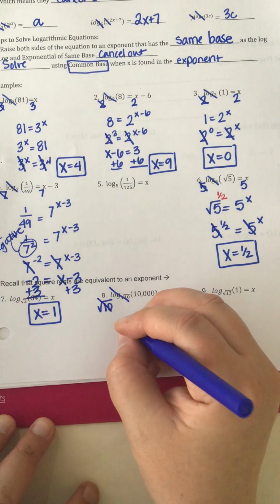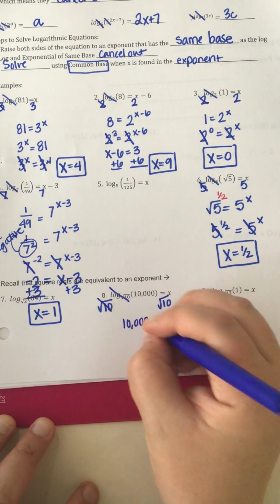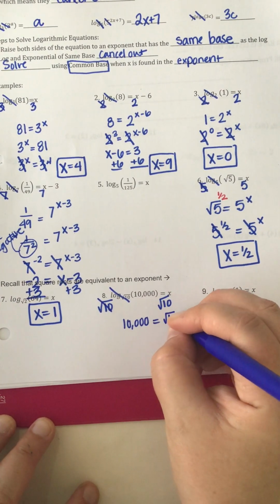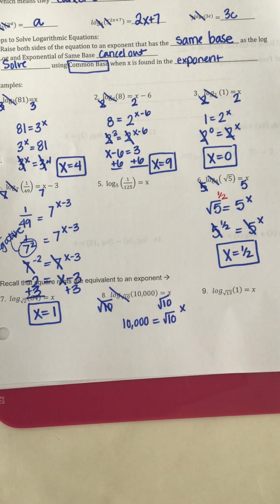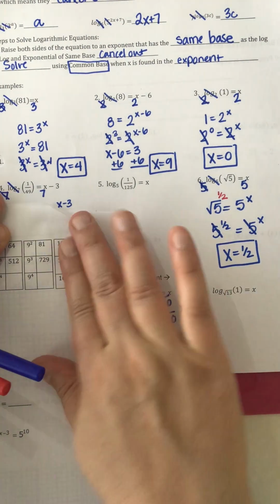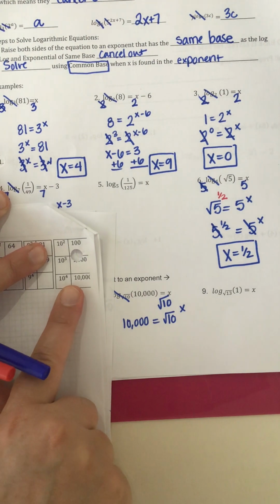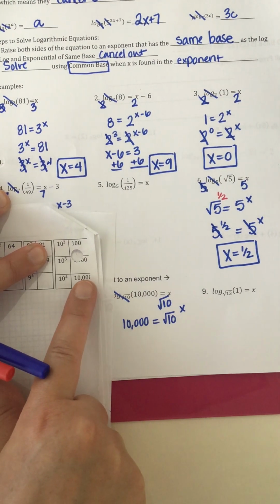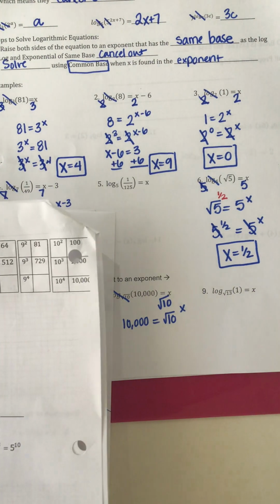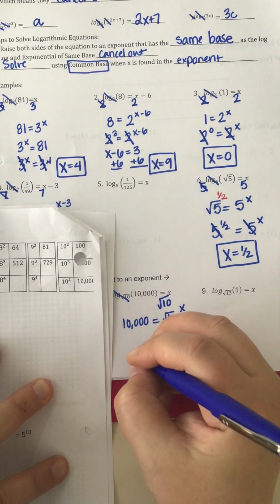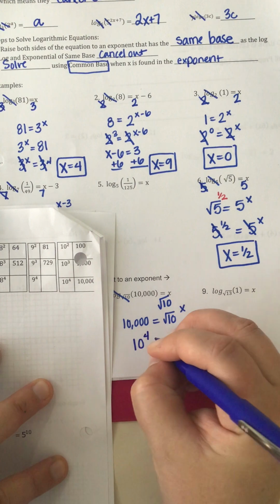So I have 10,000 equals root 10 to the x. Okay, so then from here, I want to turn my 10,000 into a base. So let me put my chart up here. Okay, the tens chart got kind of hole punched, but I want 10,000 here. What is that the same as? 10 to the power of 4. So I have 10 to the 4 equals.